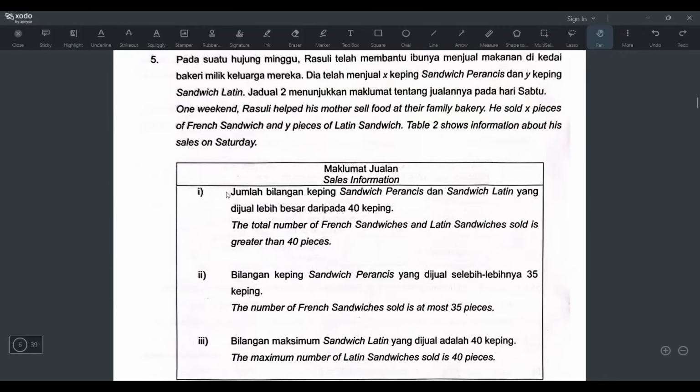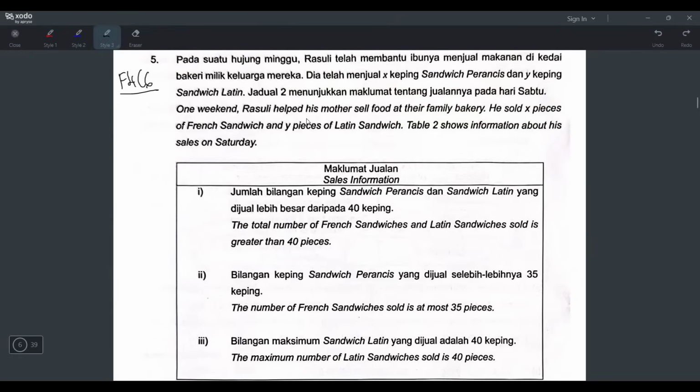Okay, now I'm at question 5. What chapter? Total number at most. Okay, I see at most. I see greater. Okay, I know already. This one is Form 4, chapter 6. It's called linear inequalities in two variables. Dalam bahasa Melayu, ketaksamaan. Okay, in this chapter, you have to use the symbols bigger, smaller, bigger sama dengan, smaller sama dengan. Okay, let's read.